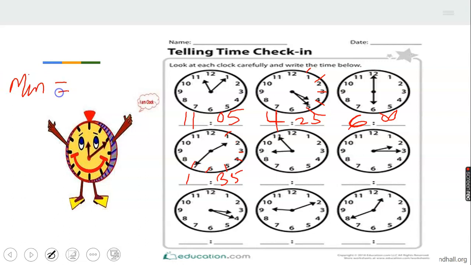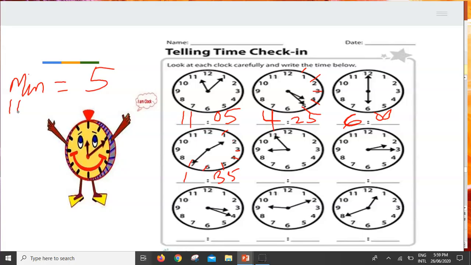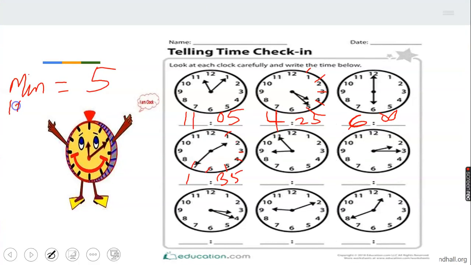9:45. 6:20. The short hand is facing 6. And the long hand is facing 20. Which one is 20 minutes? 5, 10, 15, 20. That's 4. Is that taken? It's very simple. 5:25 here. The short hand is facing 5. The long hand too is facing 5. 6:30 here. The short hand is facing 6. The long hand too is facing 6.